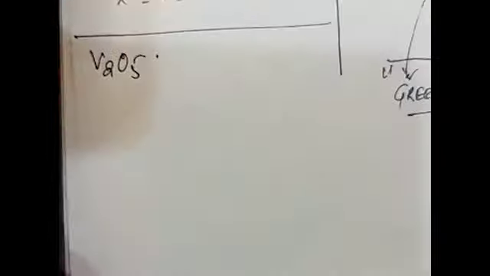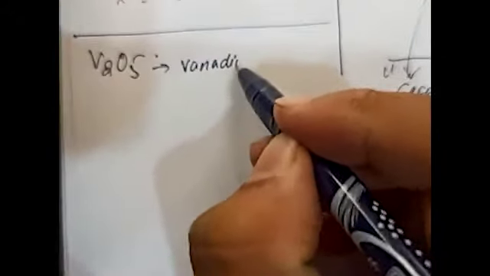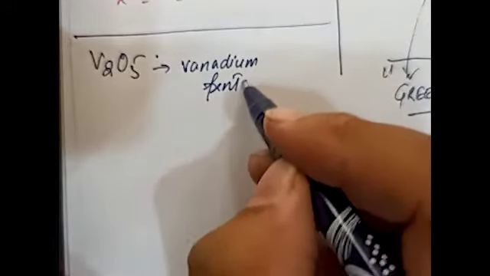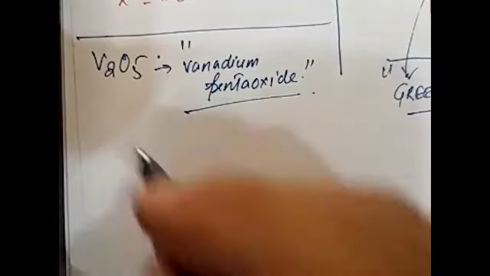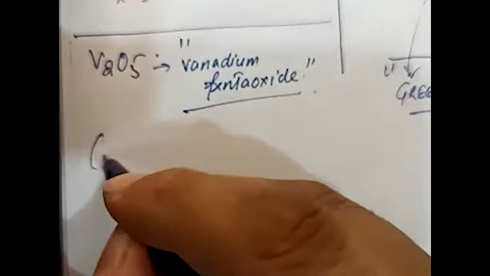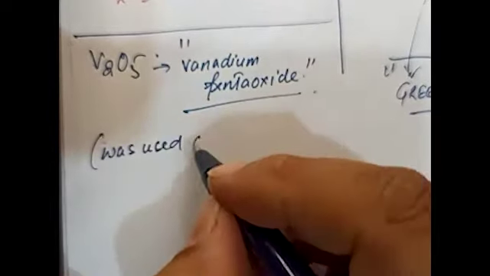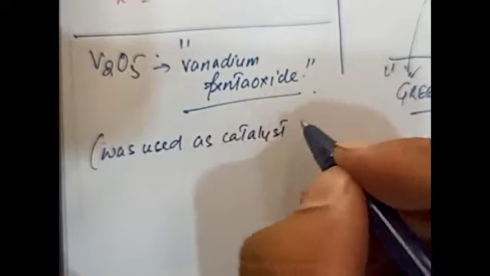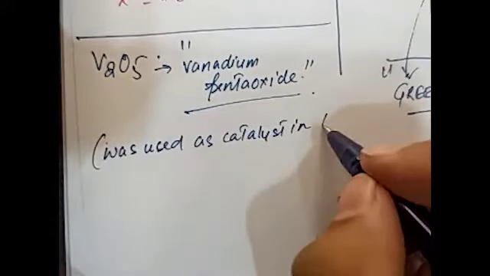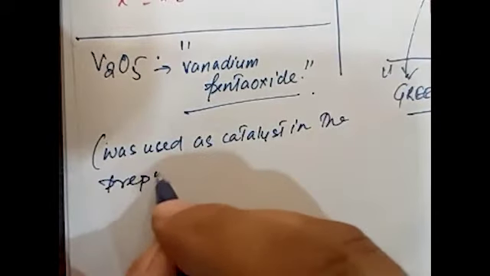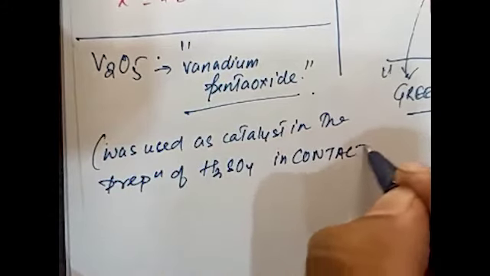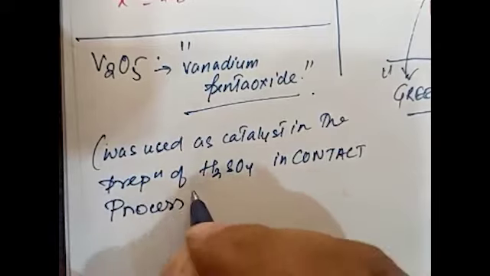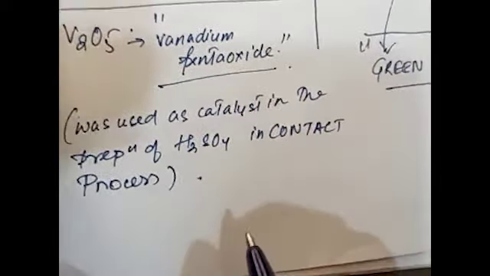V2O5, vanadium pentoxide, right? We have seen this in the contact process. We have seen this compound as a catalyst. You have used it as a catalyst in the preparation of sulfuric acid, H2SO4, in the contact process. As a result, what happens?